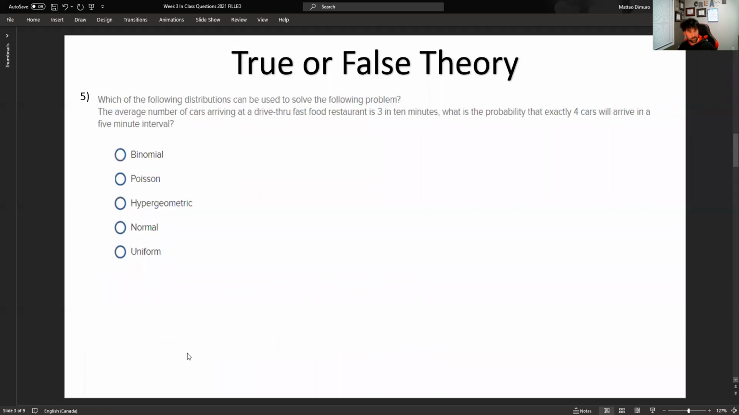Is there one more? This is almost like a multiple choice kind of thing. So which of the following distributions can be used to solve the following problem? The average number of cars arriving at a drive-through fast food restaurant is 3 in 10 minutes. What's the probability that exactly 4 cars will arrive in a 5-minute interval? So a couple different distributions. There are some of them we know and some of them we don't know. But usually anytime you have something with a time frame, or you're going to have a time interval, those are going to be Poisson.